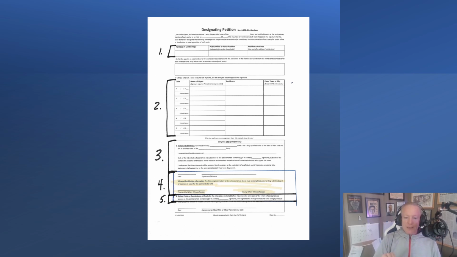Box 4 is the witness identification information section. In the witness identification information section, all they're asking for is the town and the county, and that's it. In box number 5, it doesn't really apply most of the time. They're asking for notary public or commissioner of deeds.